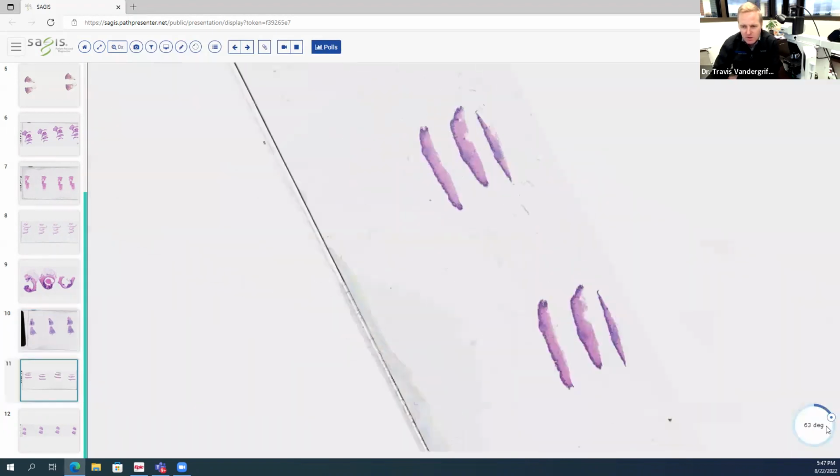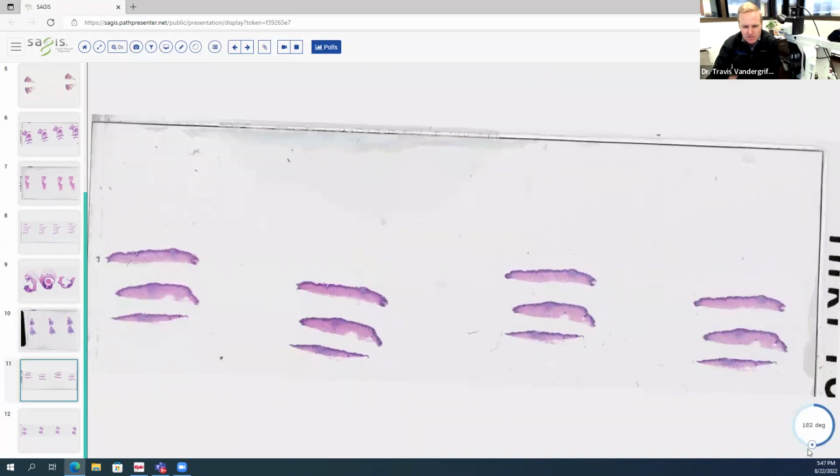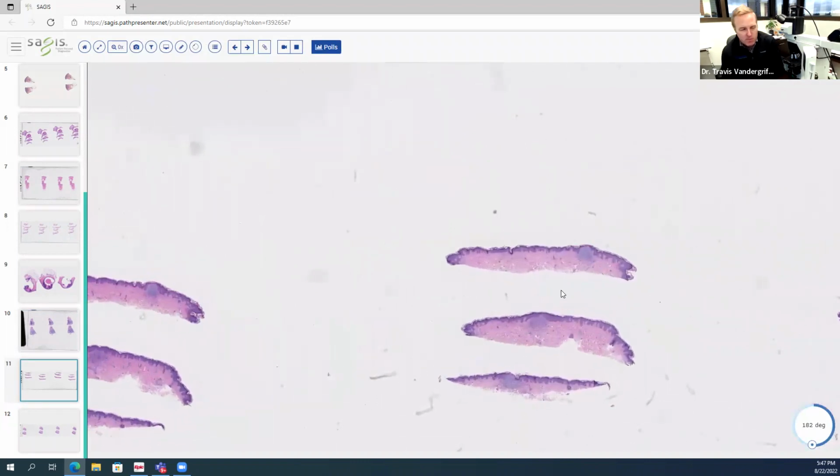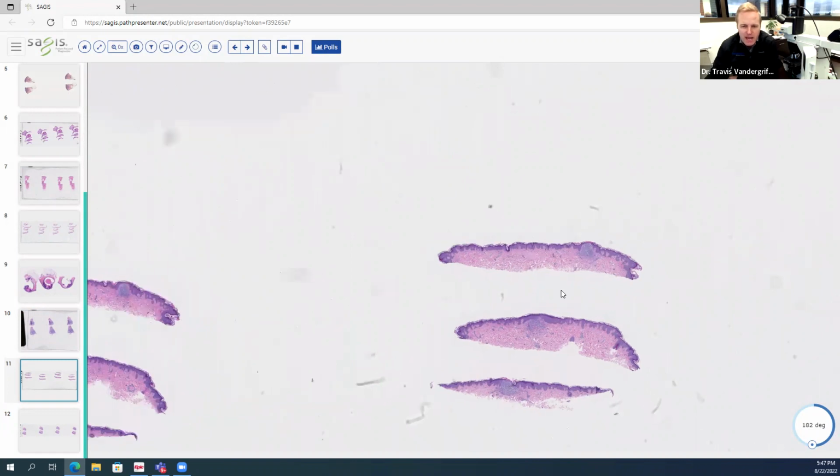Okay, moving on to our next diagnosis. Okay, so we have a shave biopsy. I mentioned earlier that shave biopsies are often performed for neoplasms and punch biopsies for inflammatory diagnoses, but that doesn't always hold true, so we have to keep an open mind.